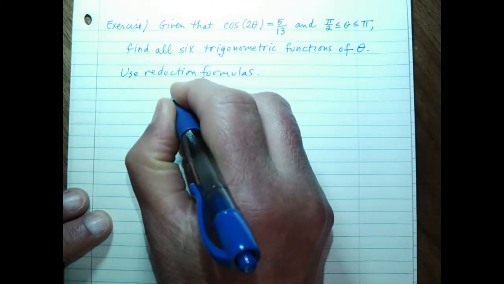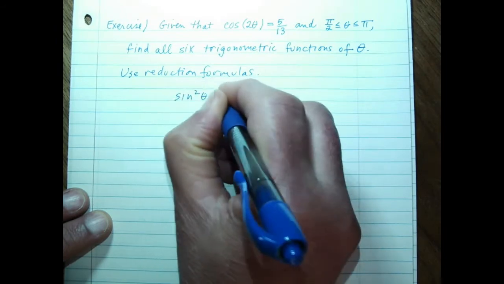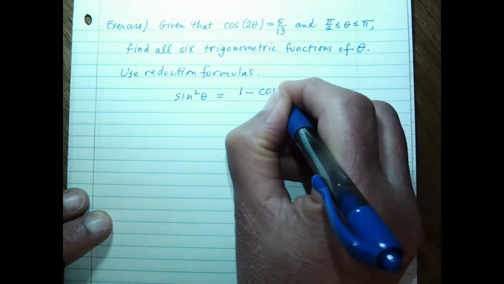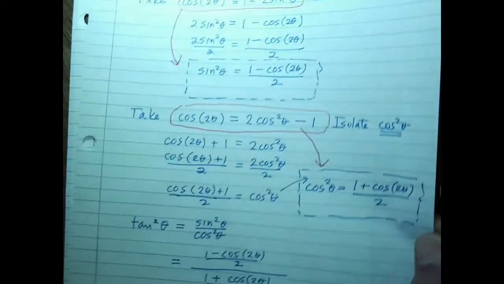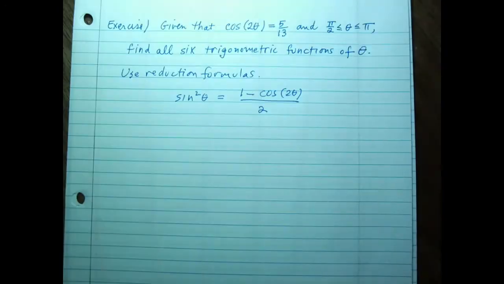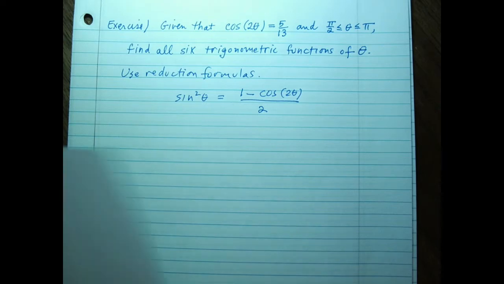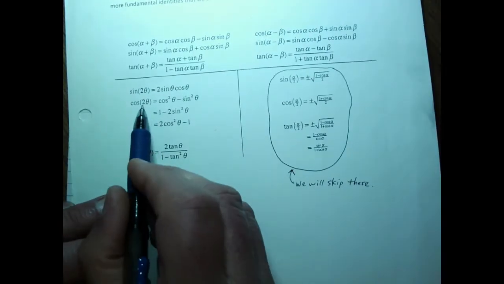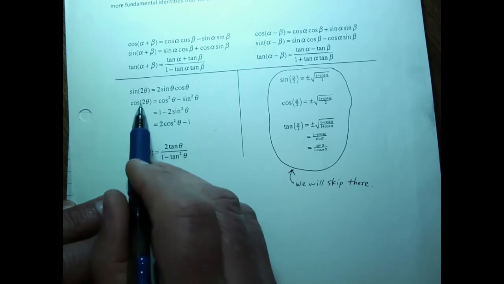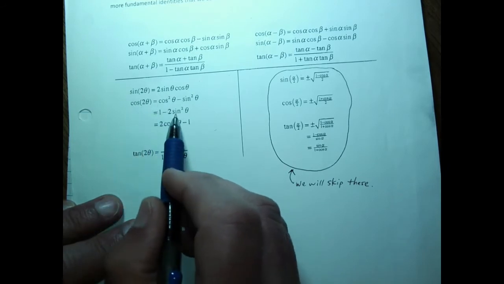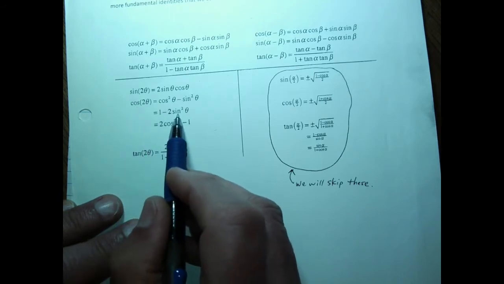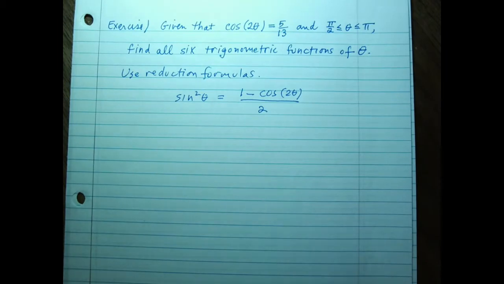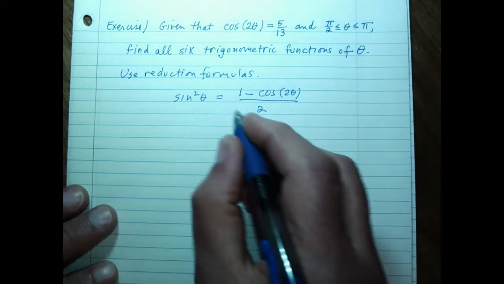So we have sine squared theta equals 1 minus cosine of 2 theta all over 2. I'm copying it from my reduction formula sheet. As I flip through my different identity sheets, it is related to cosine 2 theta. We can get this formula from one of the lines of the cosine 2 theta identity if we just solve for sine squared, isolate sine squared.